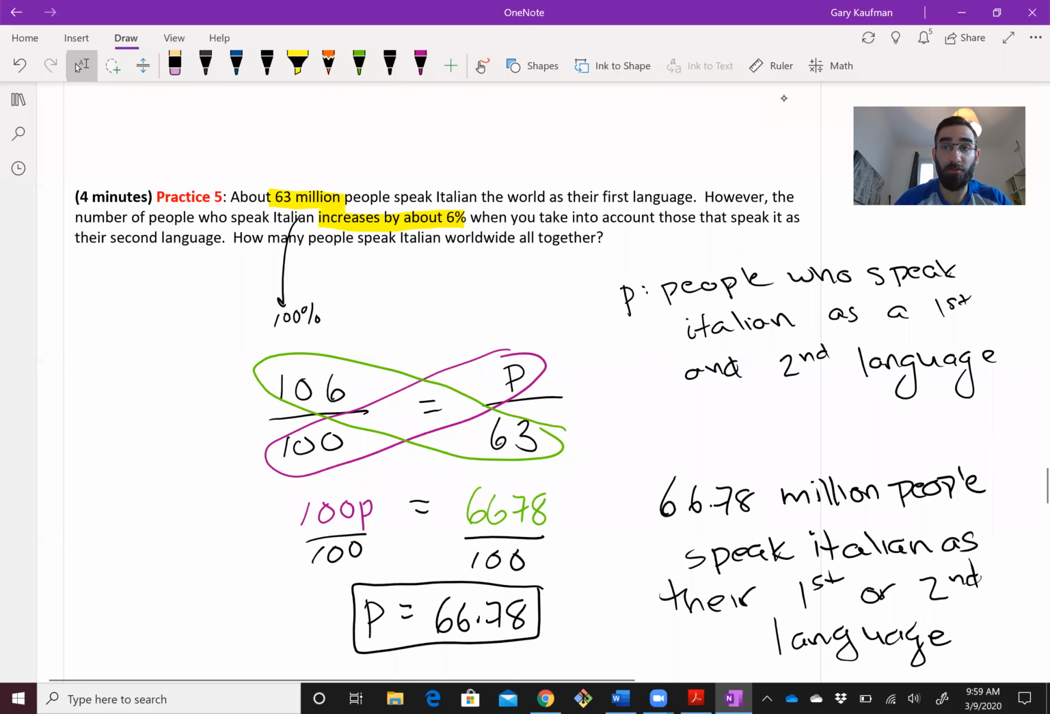So here's the answer to practice 5. Now notice I did this one, 6% increase. So that therefore was 106%. You could have found 6% and then added it to 63 million. Having 0.78 of a million is an acceptable answer, so no rounding needs to happen. So let's move on to practice 6.